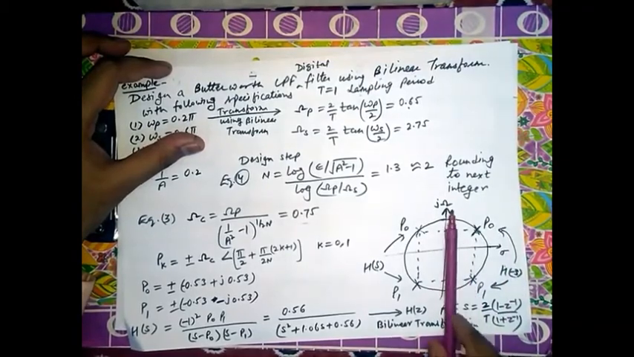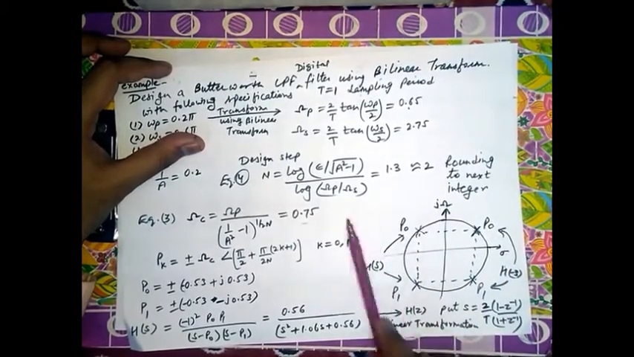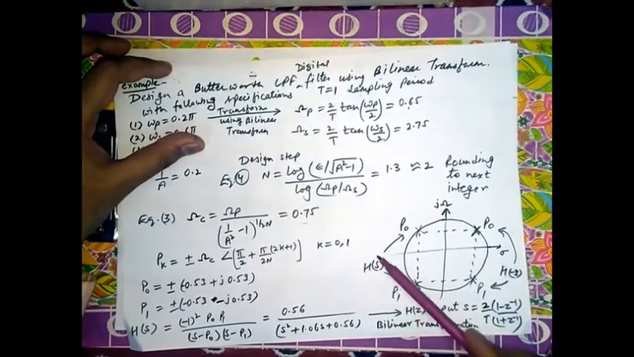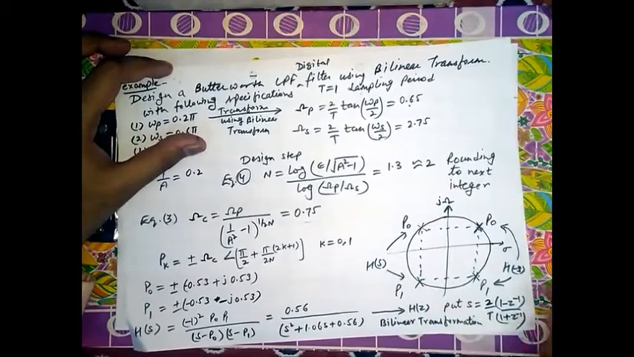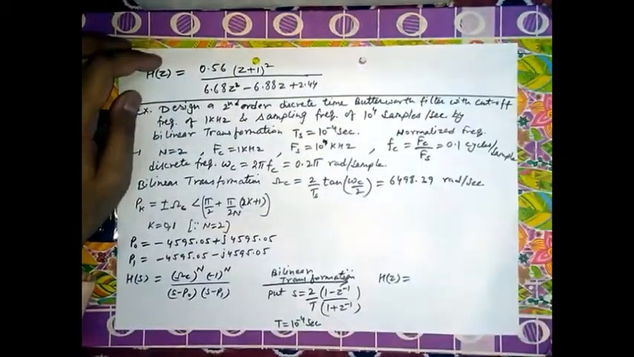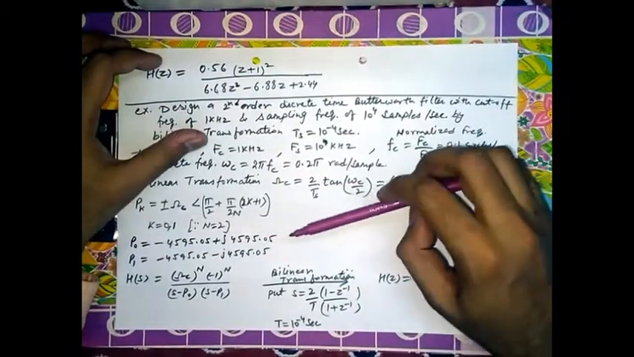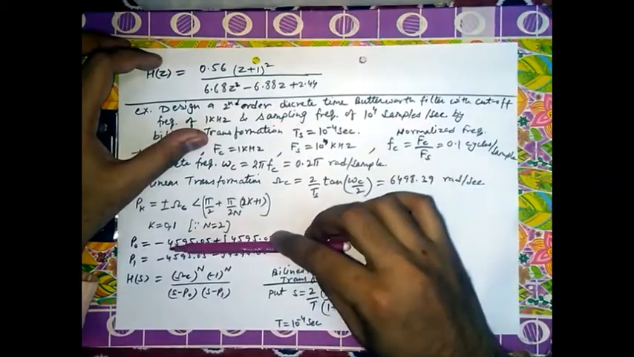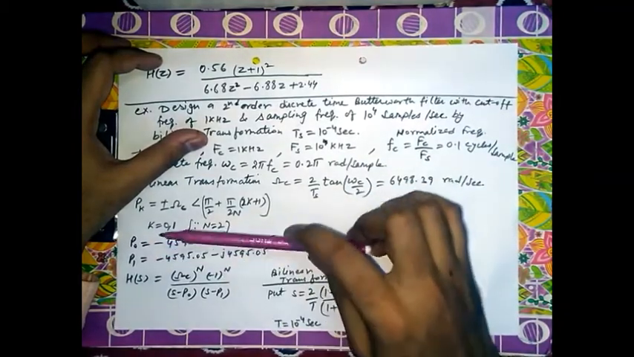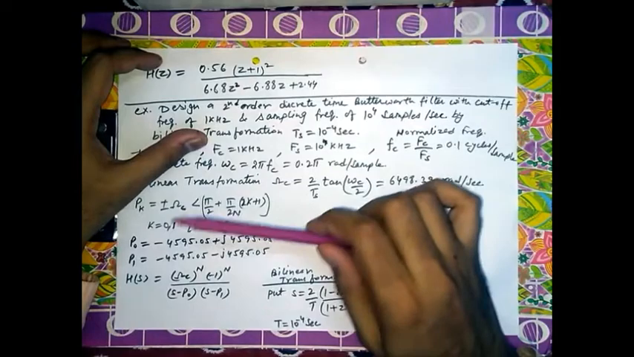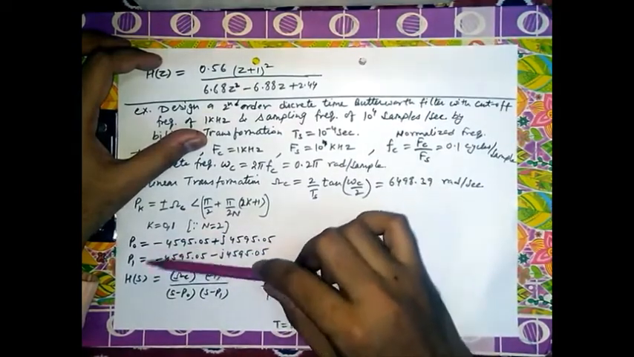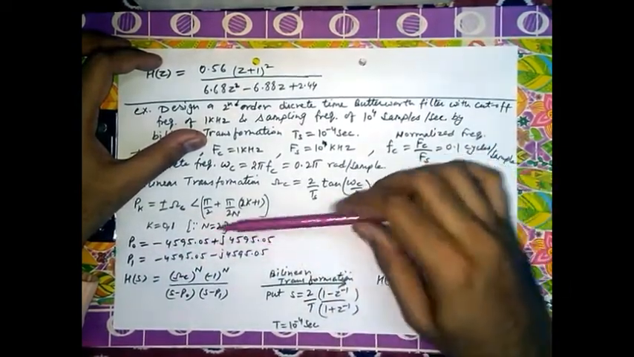Out of these, we will consider only the left hand side poles, because they correspond to H(s) and the right hand side ones correspond to H(minus s). We have designed this filter H(s), and according to Butterworth theory also, we have to consider only the left hand side poles, those with negative real part. So P0 and P1 both are calculated.